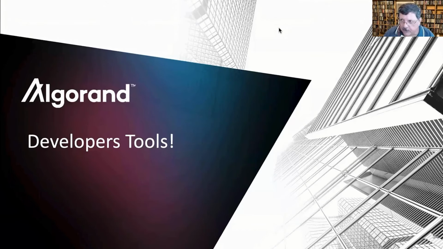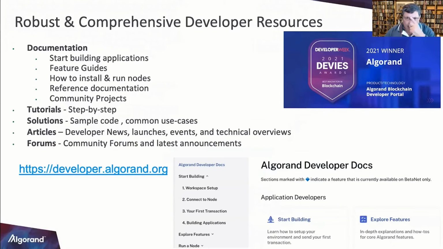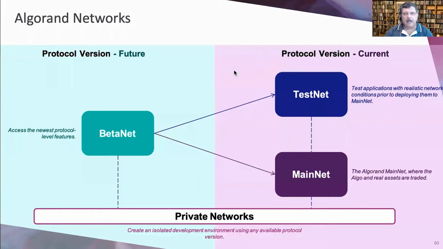Tools, baby. Let's get to the tools. So we've got a great developer portal. We recently won an award on that, the Devie Award for Best in Innovation, Blockchain category, for the developer portal. So I hope you enjoy it. If you want to get started, just go out to developer.algorand.org and click on the Start Building button you see here on the right. And then these are the first 4 steps you would do. You'd set up your workspace, connect to a node, do your first transaction, and take a look at some smart contract stuff in building applications. Lots of tutorials, lots of solutions, lots of articles. Those tutorials are step-by-step out there.